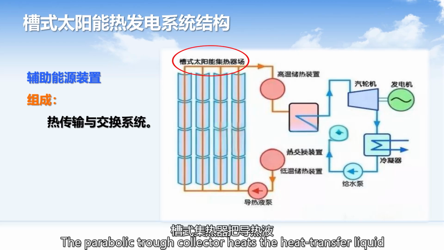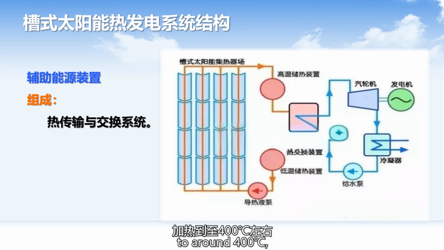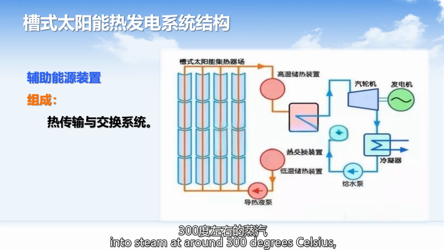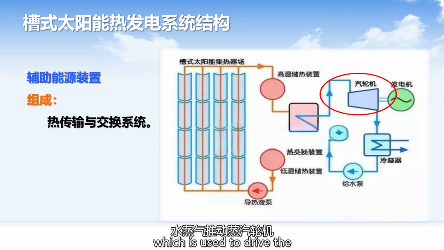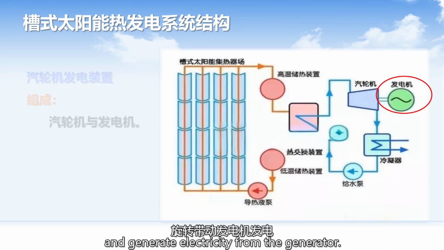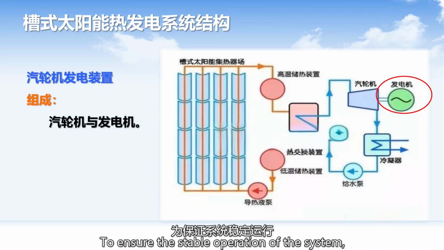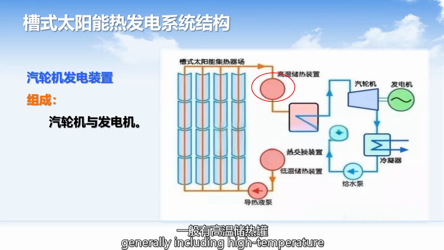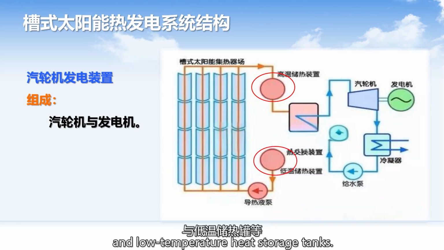The parabolic trough collector heats the heat transfer liquid to around 400 degrees Celsius, and the heat transfer liquid heats the water through the heat exchanger into steam at around 300 degrees Celsius, which is used to drive the rotation of the steam turbine and generate electricity from the generator. To ensure the stable operation of the system, there should be heat storage devices, generally including high temperature and low temperature heat storage tanks.